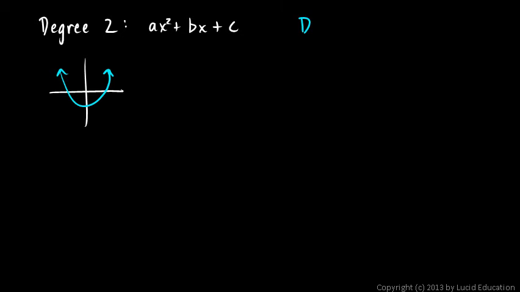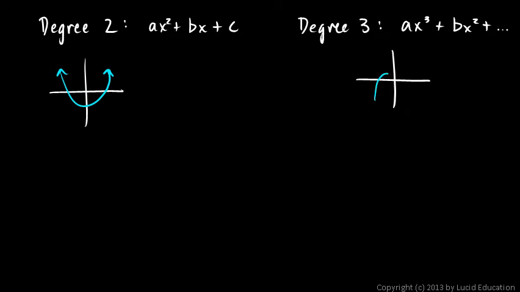If it's degree 3, a cubic, and a cubic would be ax cubed plus bx squared, and so on. We could have other terms, but we know a cubic typically is going to look like this. As x values become large, the function goes up, and as x values go to extremely negative numbers, the function goes down.